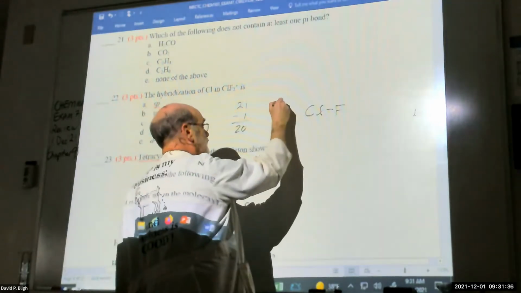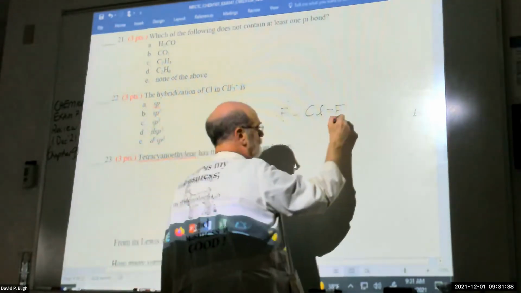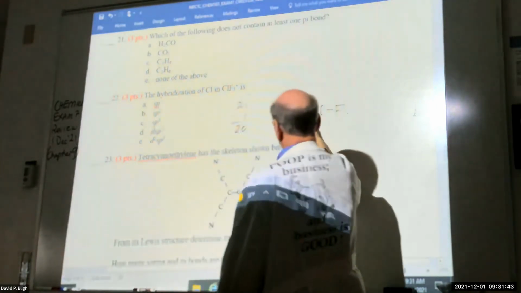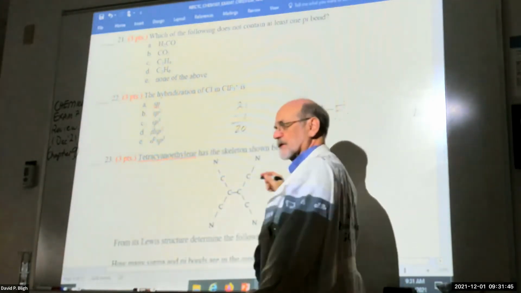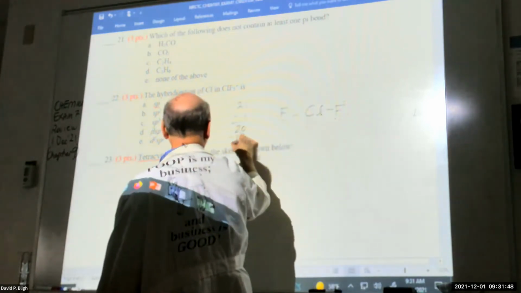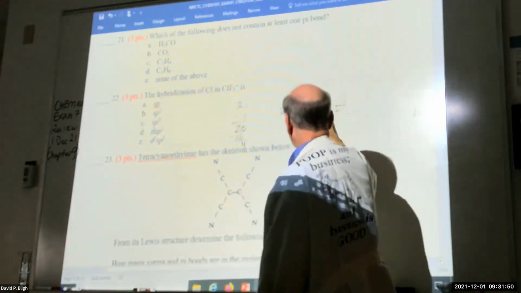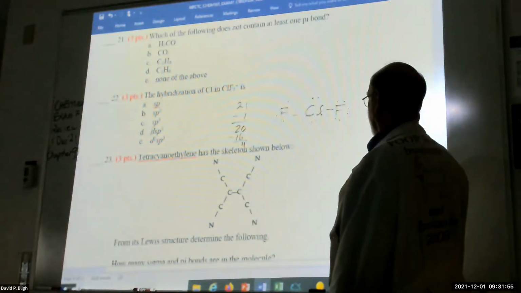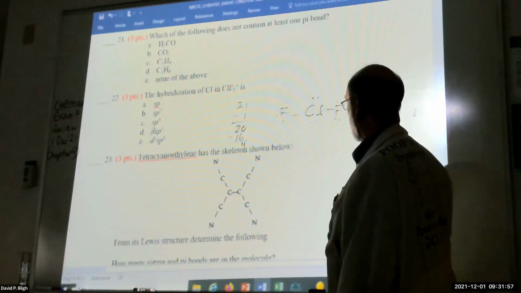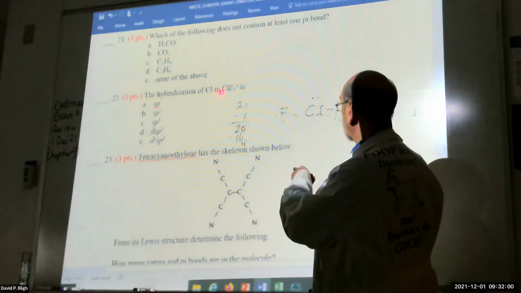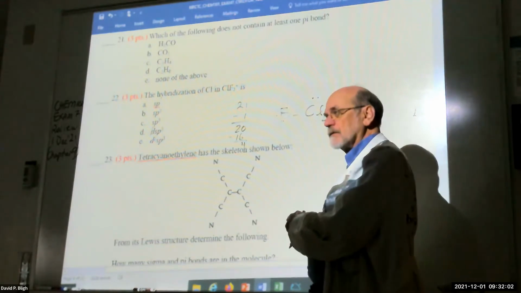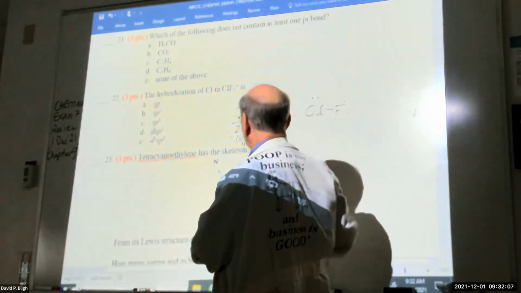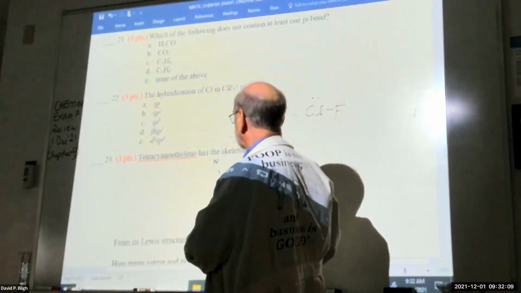So we work from the outside. We'll do it this way: 2, 4, 6, 8, 2, 4, 6, 8, that's 16. 4 electrons left over, so we put a pair there and a pair there. So the hybridization on chlorine is sp3. It's got 2 bonding groups and 2 non-bonding, so it's sp3 hybridization.